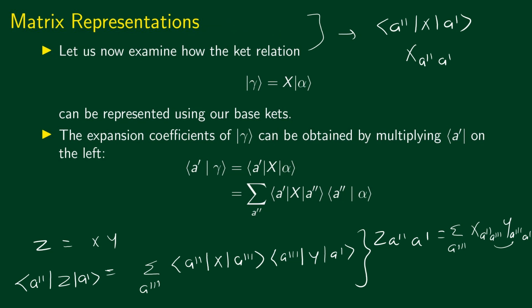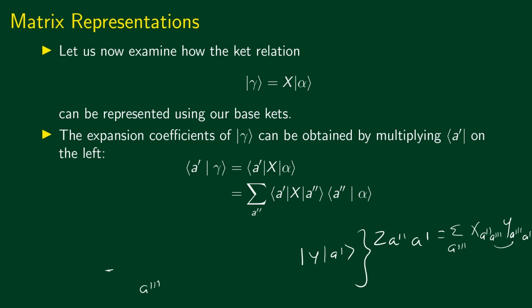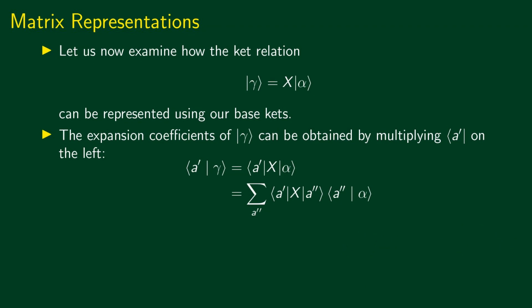Now it's time to look at the other kind of relation we are interested in, which is the multiplication of an operator and a ket. For example, let's look at the relation ket gamma is equal to X acting on ket alpha. How can we represent this as a matrix multiplication, or can we represent this as a matrix multiplication?